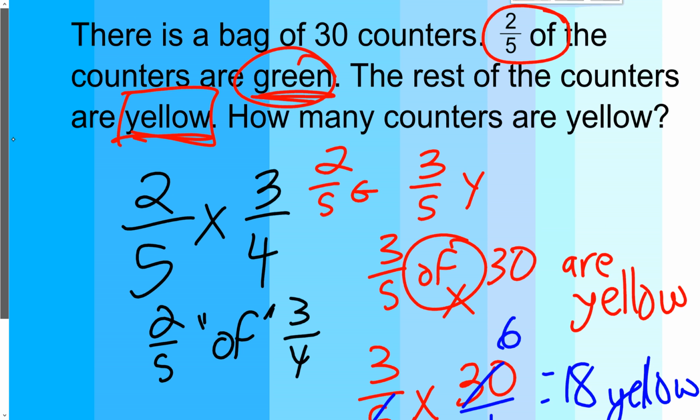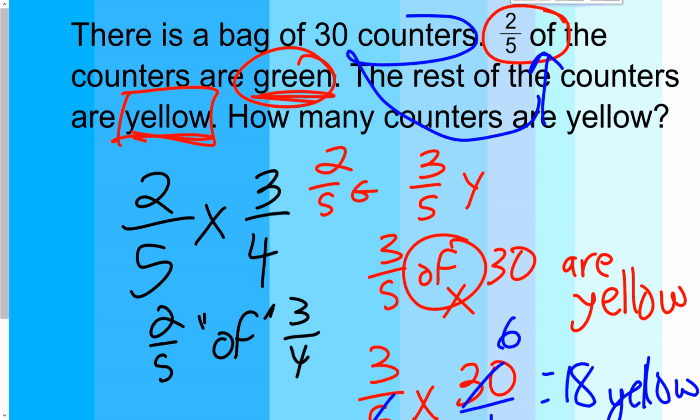So the key is where the word "of" is, though. Sometimes when we're looking at problems, the "of" is not always telling us to multiply. It needs to be 2/5 of this whole amount. This needs to be the whole amount. So it always has to be the 2/5 of the whole. Always have to be focusing there.